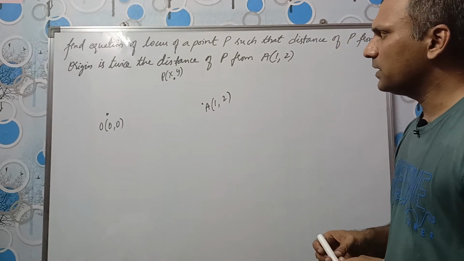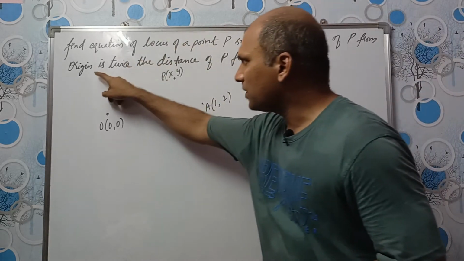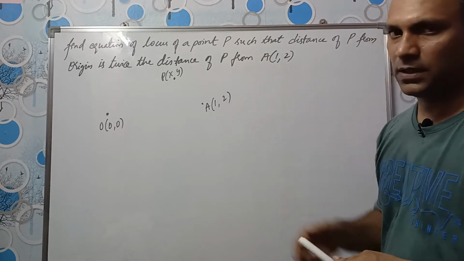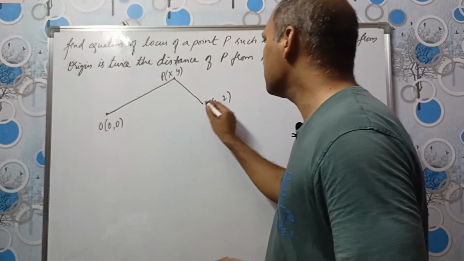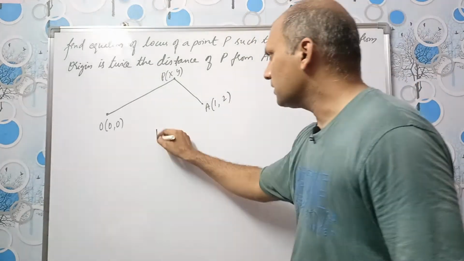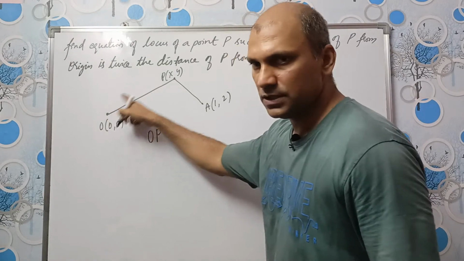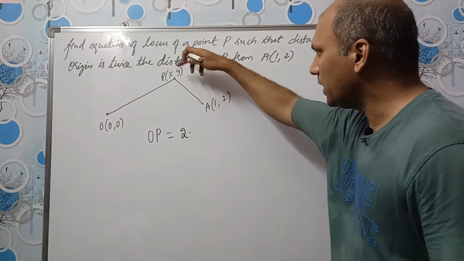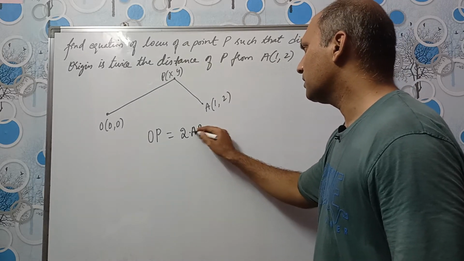See, what is the geometrical condition here? The distance of this point P from the origin is twice the distance from A. That means this distance and this distance. What is the condition? The distance of this point from the origin is OP, right? This OP is twice this distance, PA or AP.